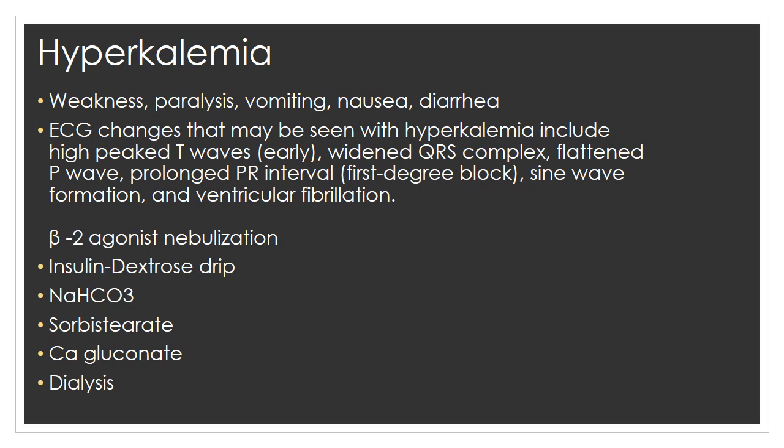Now, what you need to do to treat the patient depends on how severe or how mild the hyperkalemia is. In very mild cases, one can start with a beta-2 agonist nebulization. You need high doses, not the usual dose. The mechanism of action is that beta-2 agonists stimulate the sodium-potassium pump, thus driving potassium into the cell. An insulin dextrose drip can also be started because insulin drives potassium inside the cell, and you give dextrose to prevent hypoglycemia. Soda bicarb can be given in the likely event of acidosis. Sorbisterit are potassium absorbing resins which can be given either orally or rectally.